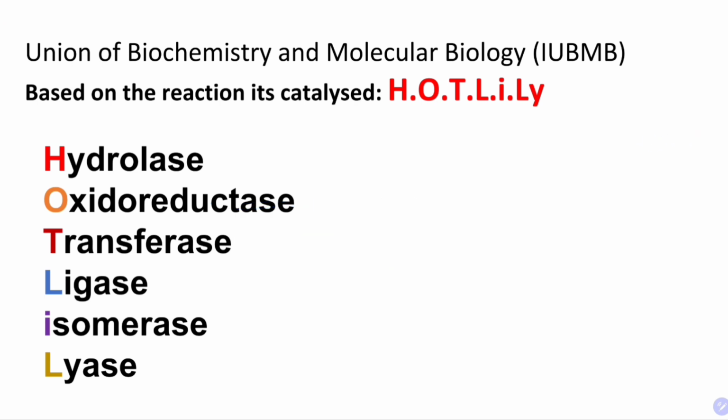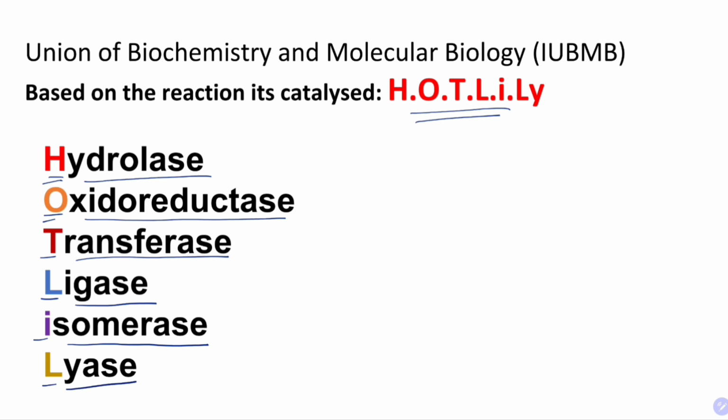So cara nak senang untuk ingat adalah awak guna akronim ni, mnemonic ni, iaitu HOTLIL. So the H stands for hydrolase, O is for oxidoreductase, T for transferase, L for ligase, I for isomerase, L for lyase. So ada 6 classes of enzyme according to the IUBMB. Okay, so guna ni untuk awak ingat HOTLIL.